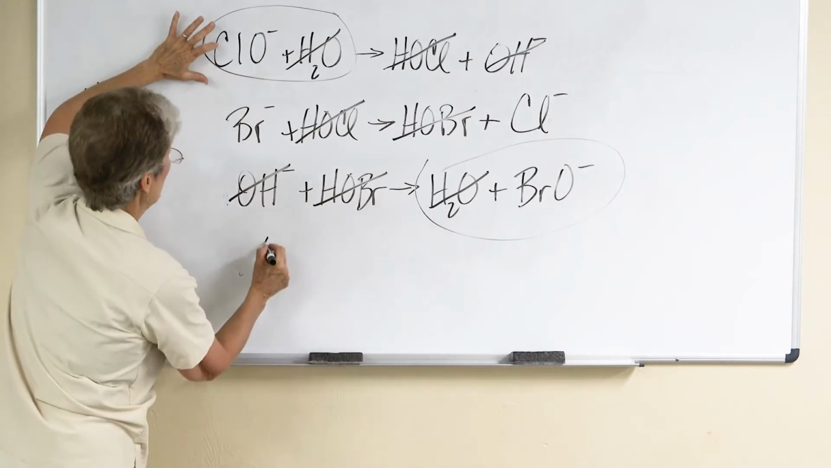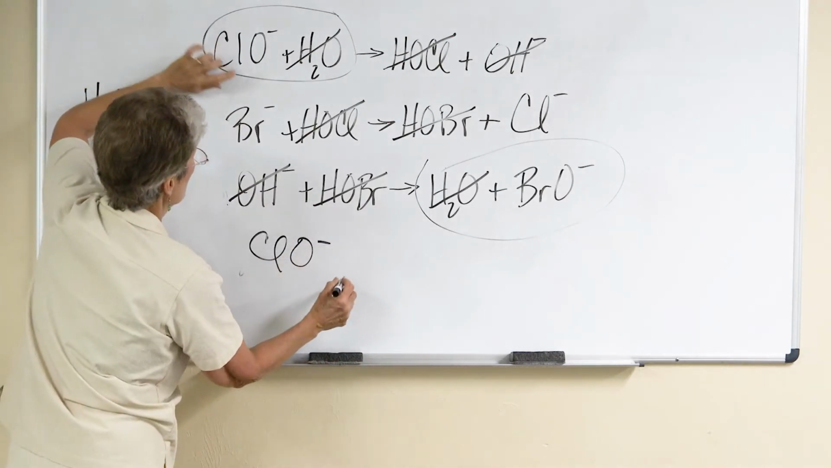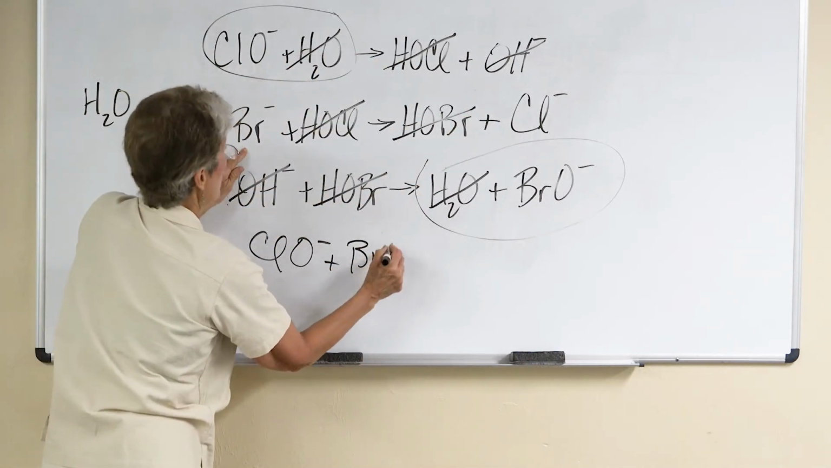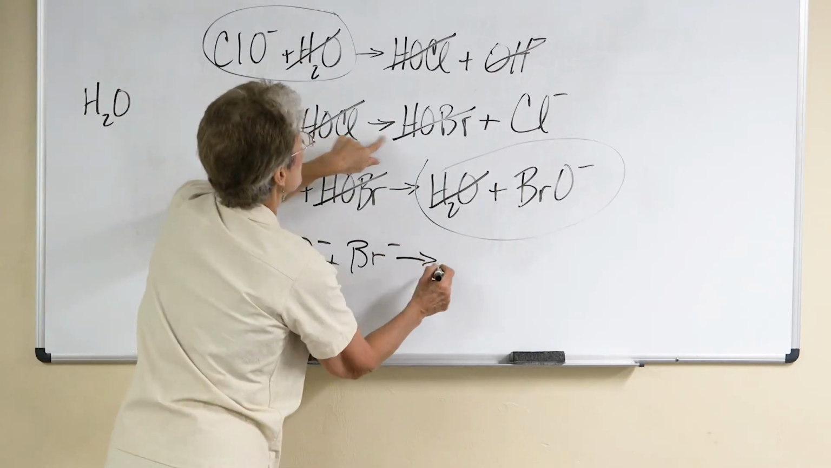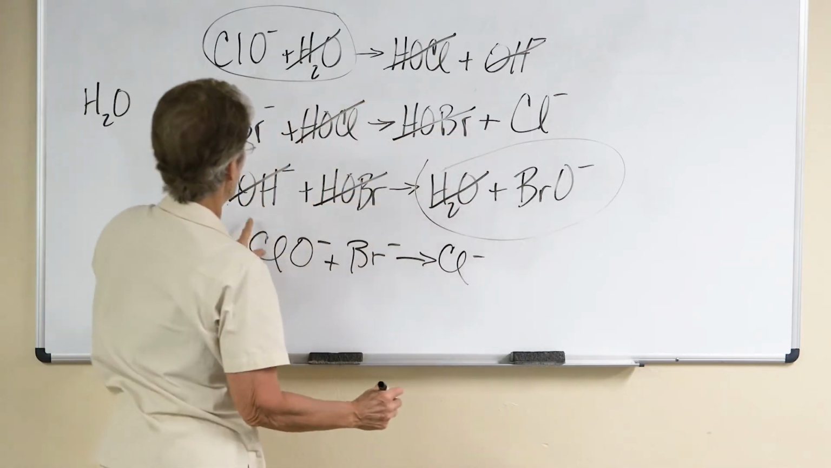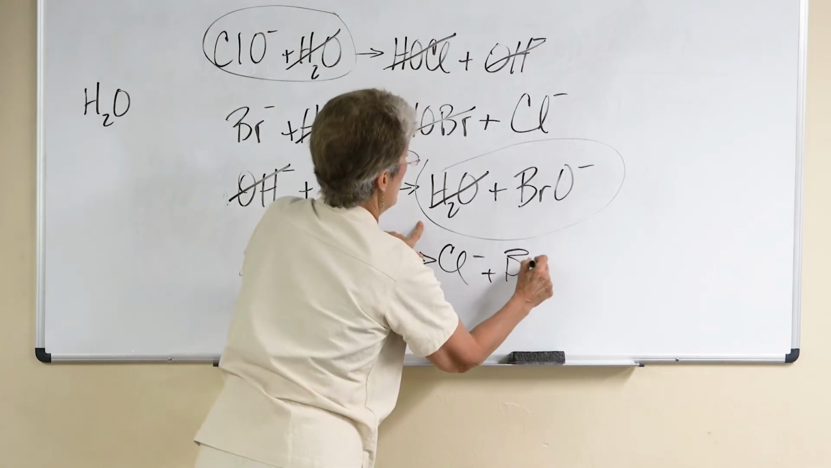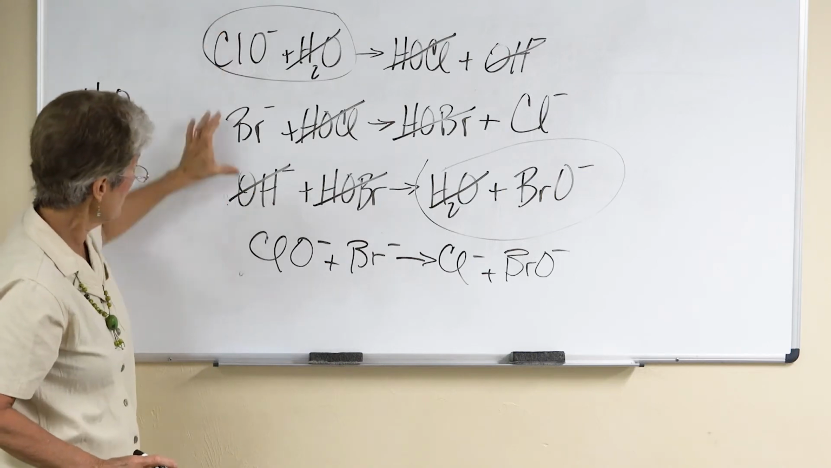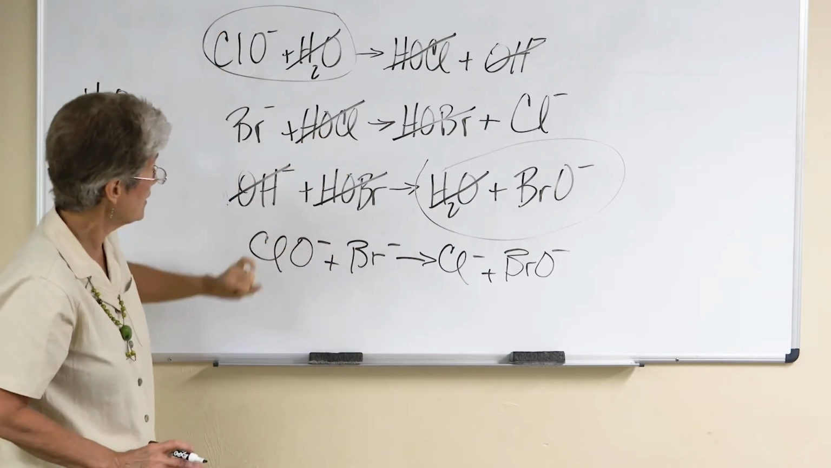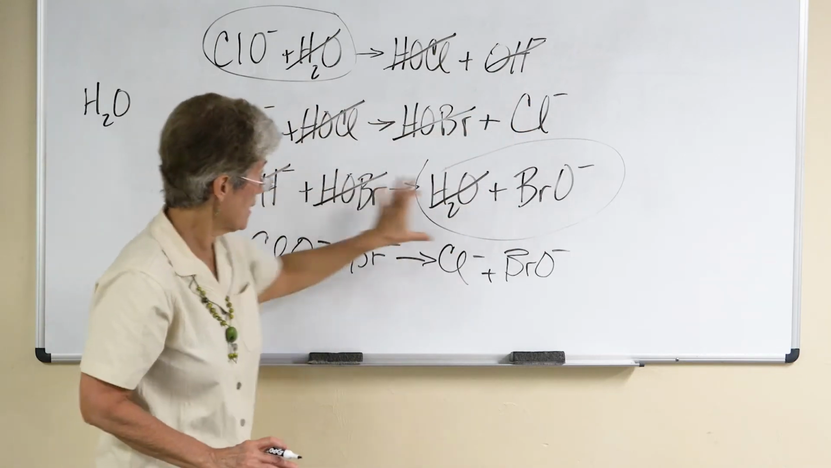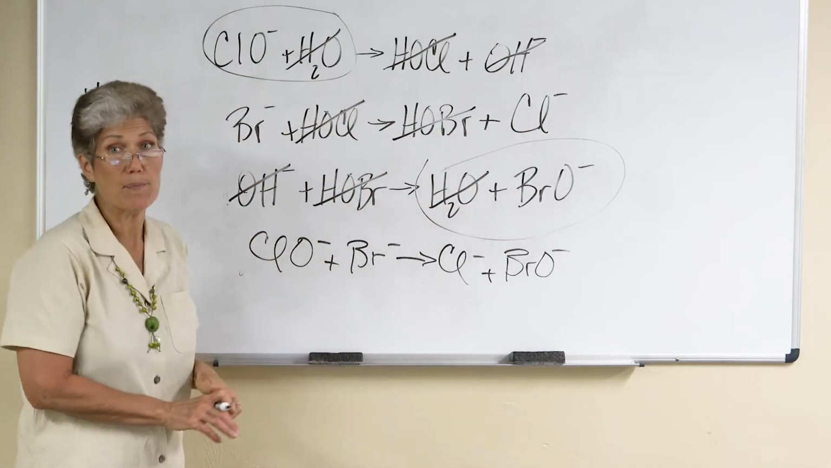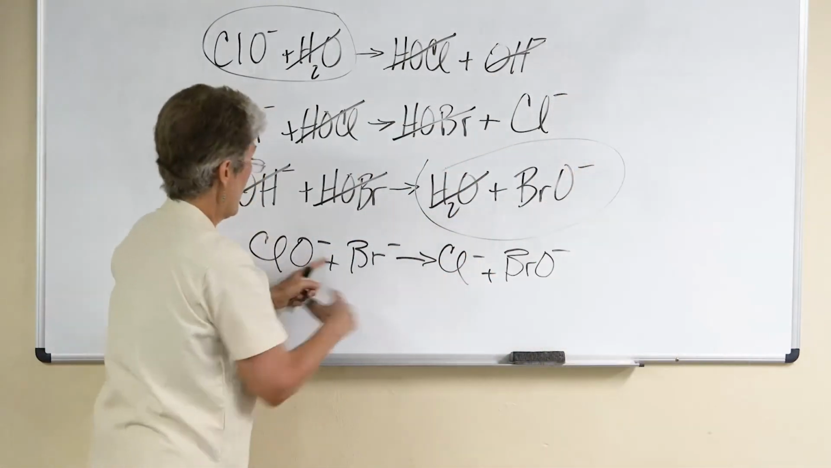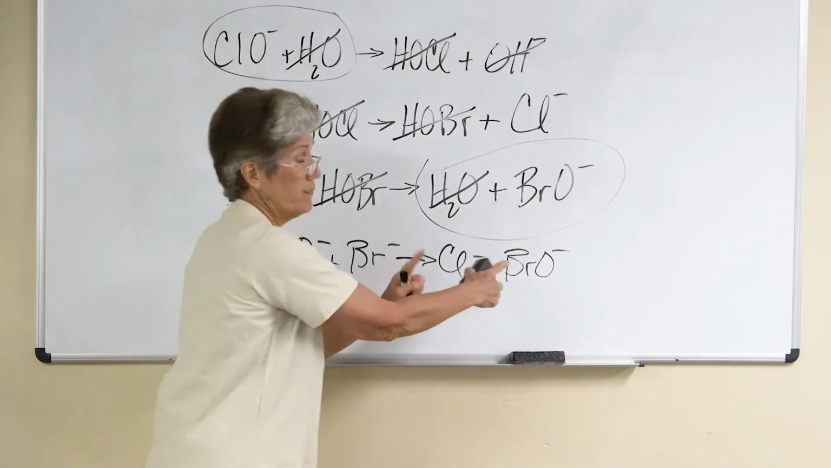So what's left? We have ClO minus plus Br minus yields Cl minus plus BrO minus. And all I've done is taken what's left. So this guy isn't crossed out, he's a reactant. This guy isn't crossed out, notice it's a reactant, so he's a reactant. This isn't crossed out, so that's a product. And this isn't crossed out, so that's a product. So that would be my overall reaction from this catalyzed reaction mechanism. And it doesn't matter, the commutative property applies, so it doesn't matter if they're flip-flopped.